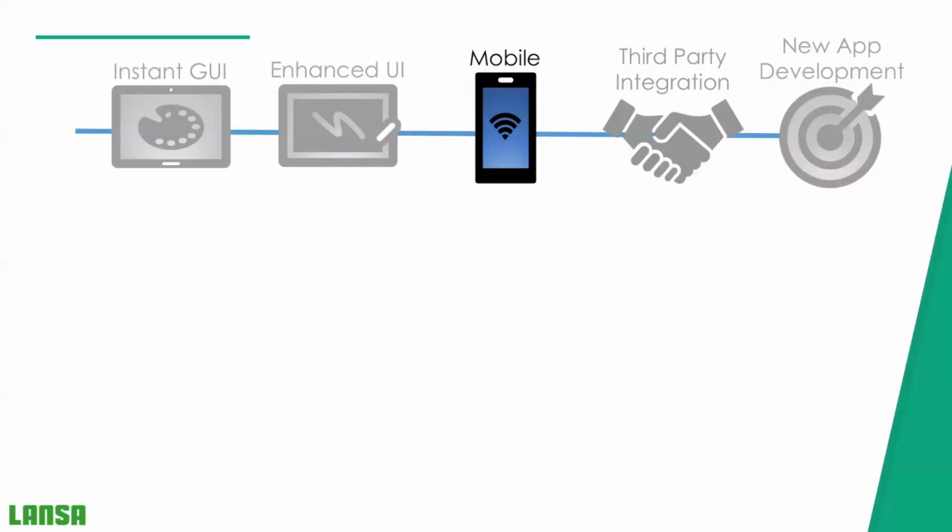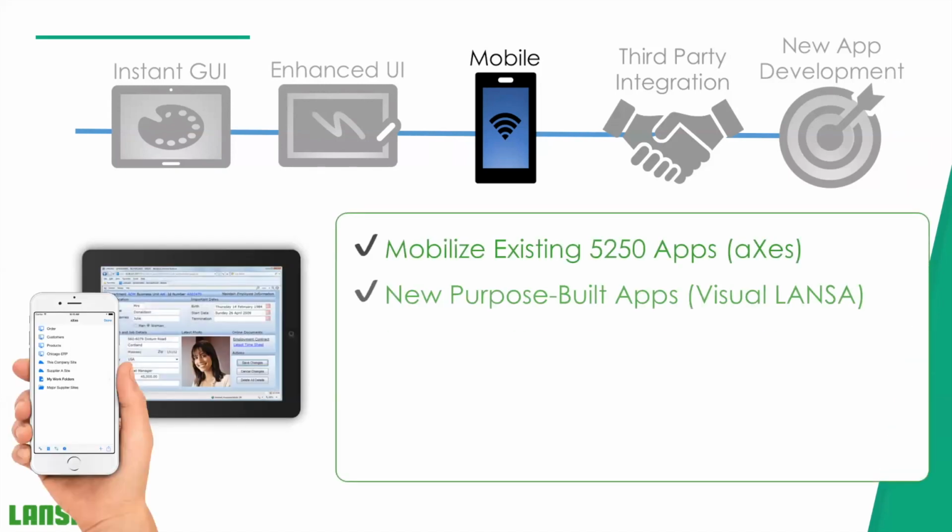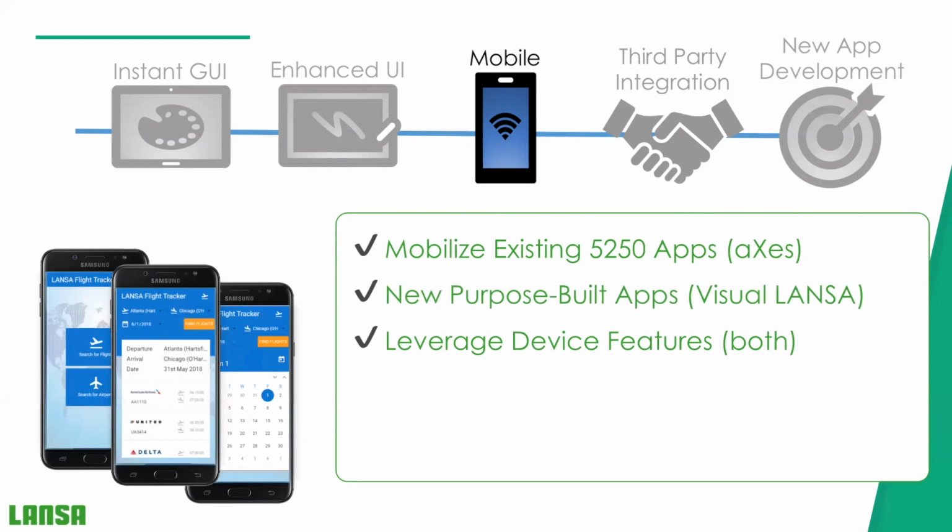As we were mentioning about this journey, mobile is the first category where there's an overlap between Axes and Visual LANSA. A natural question is, when do you use which product? Well, you use Axes when you need to quickly put an existing IBM app in the hands of your mobile users to make them available at any time from anywhere.